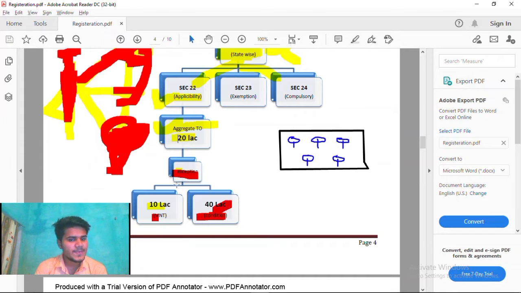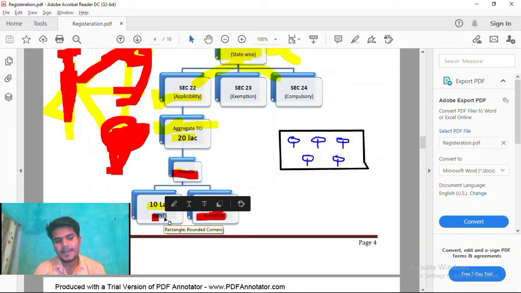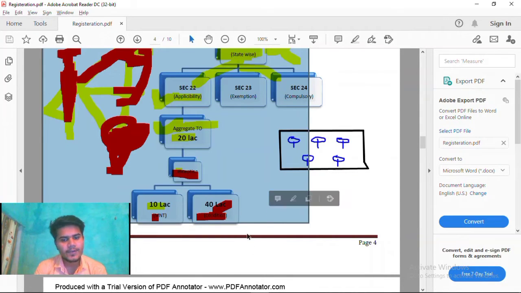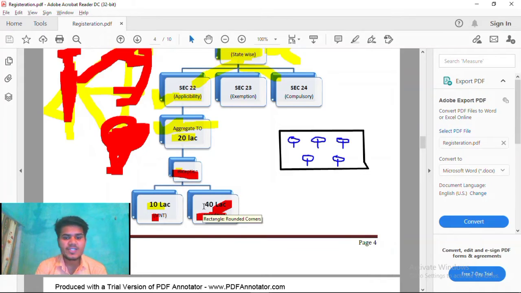And two exceptions are given to the 20 lakh rupees limit: first 10 lakh rupees and next 40 lakh rupees. The exception of 10 lakh rupees is applicable for special category states. These mean Manipur, Mizoram, Nagaland, Tripura. Meaning if we make supply from these states, then we have to take registration if our aggregate turnover exceeds 10 lakh rupees. For other states, 20 lakh rupees is applicable. And the second exception given is 40 lakh rupees.